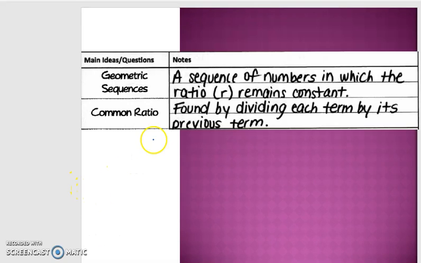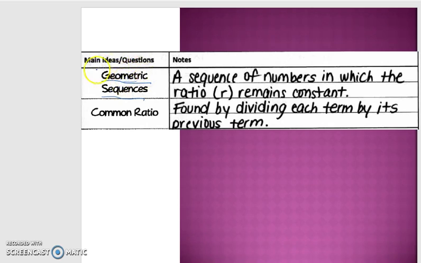All right, we're going to talk about geometric sequences. First of all, what is a geometric sequence? This is a sequence of numbers in which the ratio remains constant, and it is found by dividing each term by its previous term. Now, I'm going to make that simple for you.